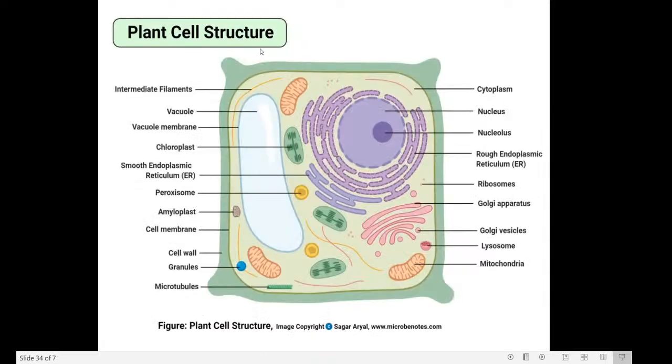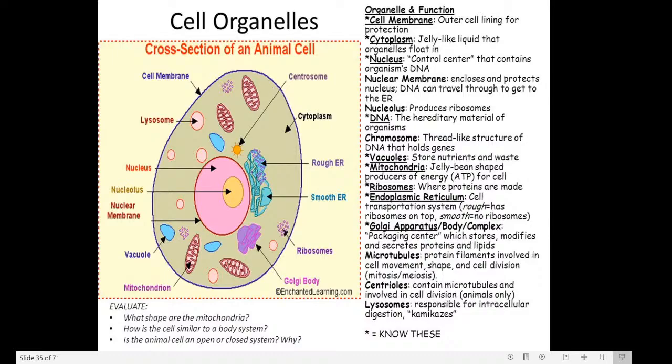Compared to this, plant cells have the external cell surface, an extracellular layer, the cell wall. Okay, these are all the organelles and their functions. It's a very important thing. The cell membrane is the outer cell line, it's for protection. Then cytoplasm is a jelly-like fluid, and these organelles are floating in the cytoplasm.